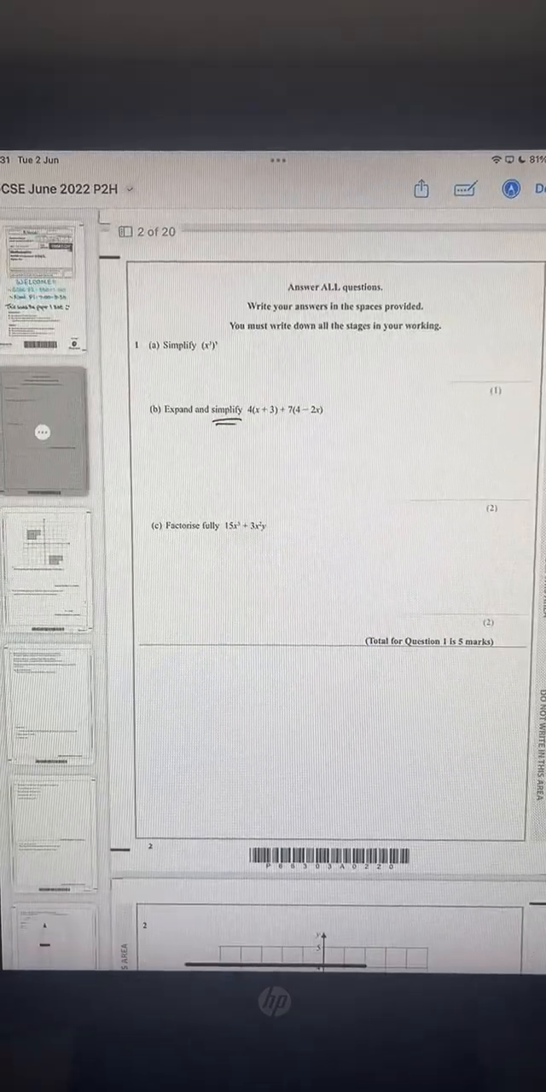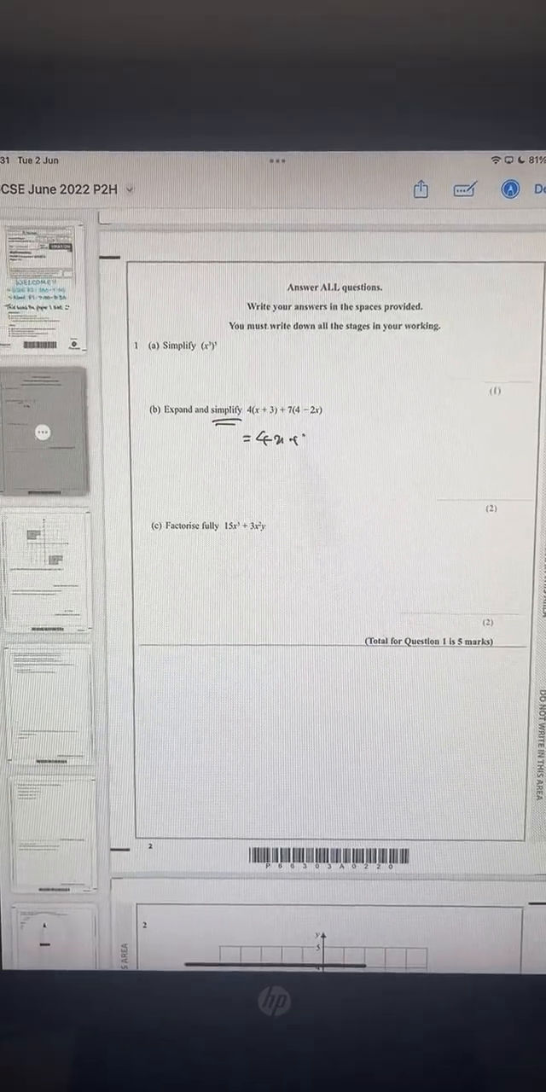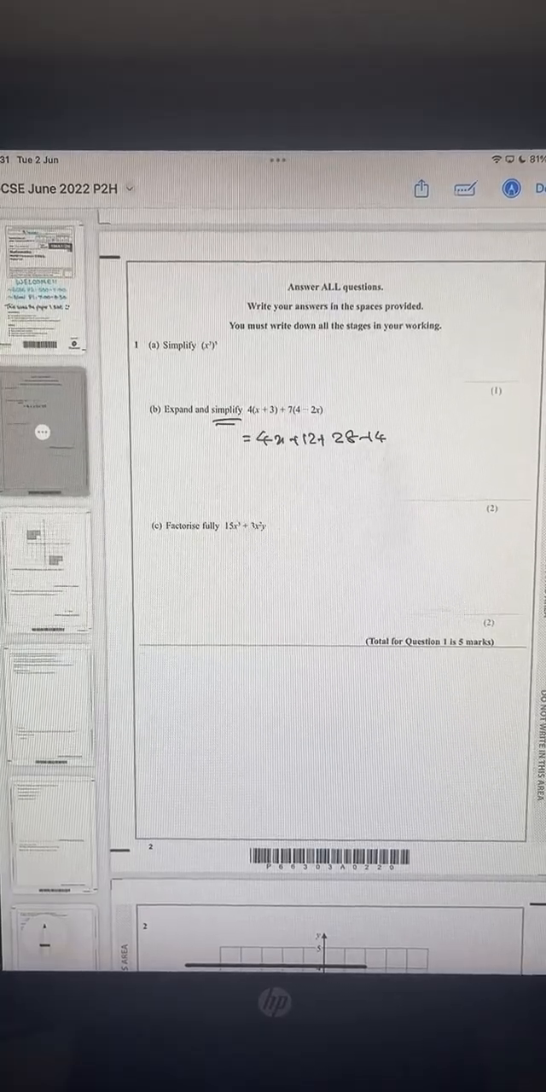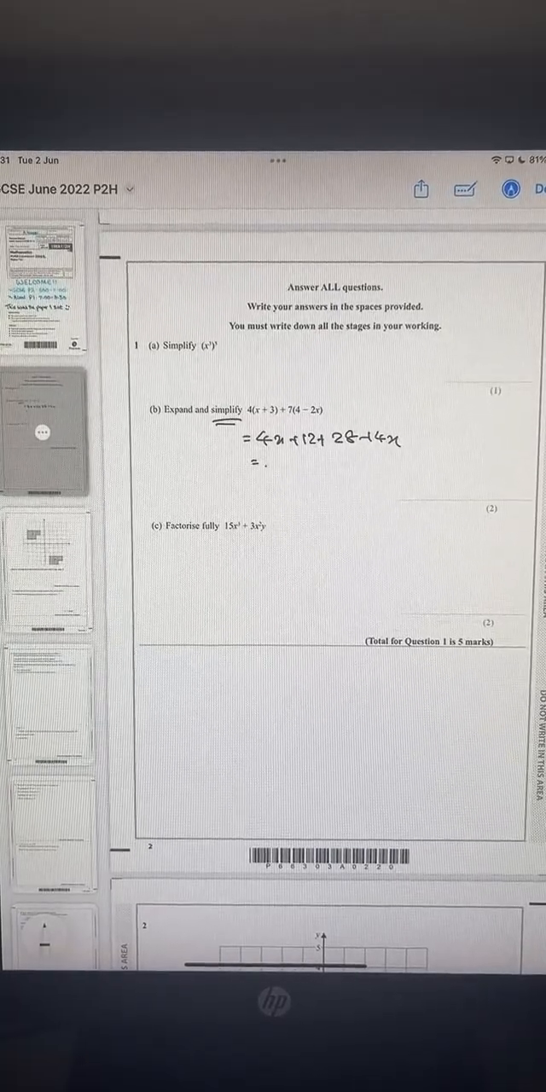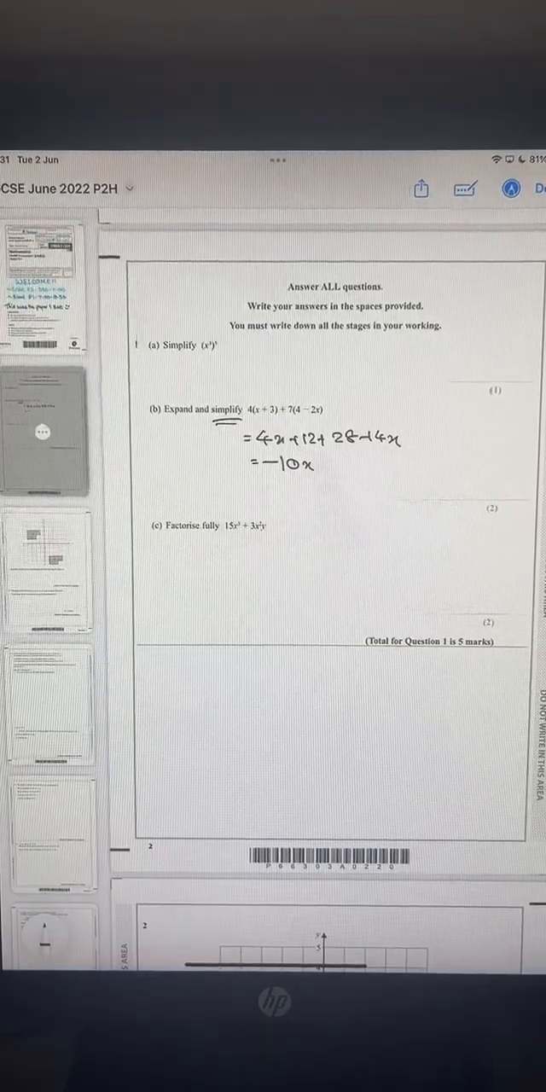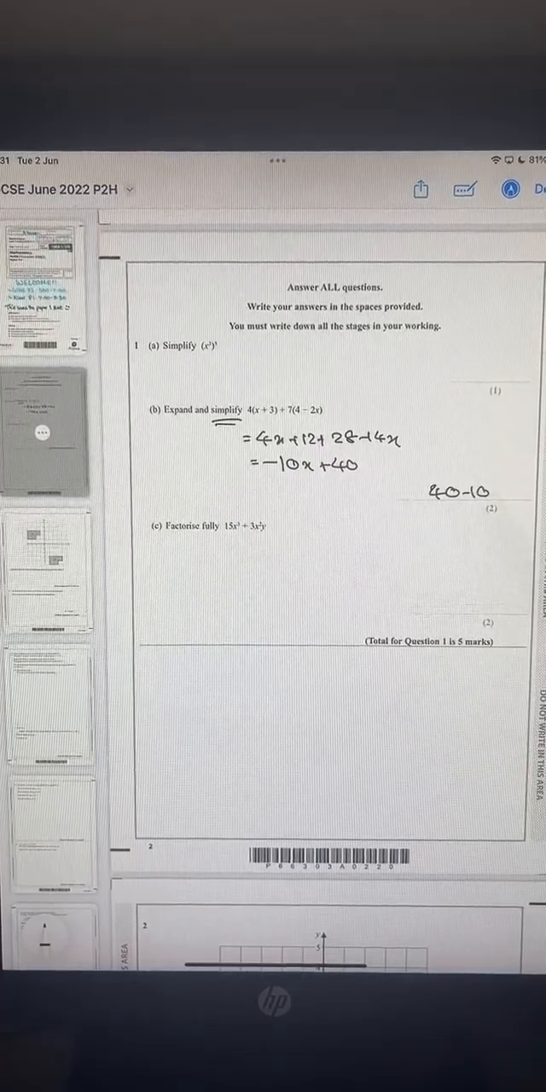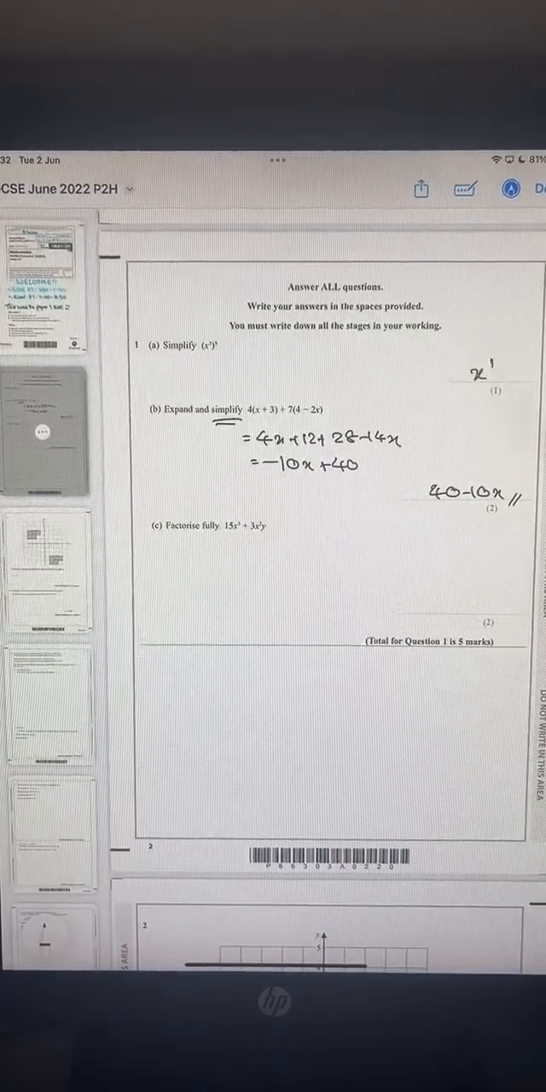So you have to clean up what you've done. That's 4x plus 12 plus 28 minus 14x, so you've got to collect the like terms. 4x minus 14x is minus 10x, and 12 plus 28 is plus 40. So your answer is 40 minus 10x. It doesn't matter what order you put those values in, both are fine.